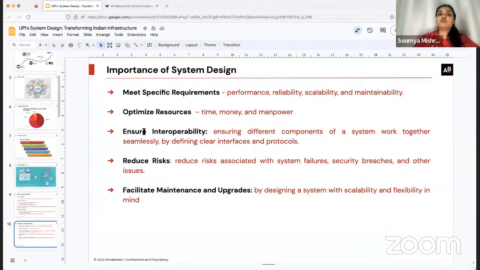Because you don't begin with development right away. You get a higher level picture of how the entire system is going to look and how the entire system is going to work. And after that is when you start with the development.